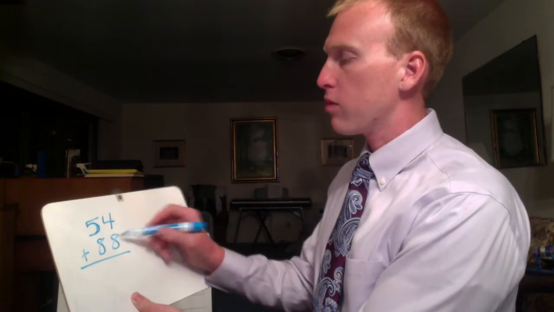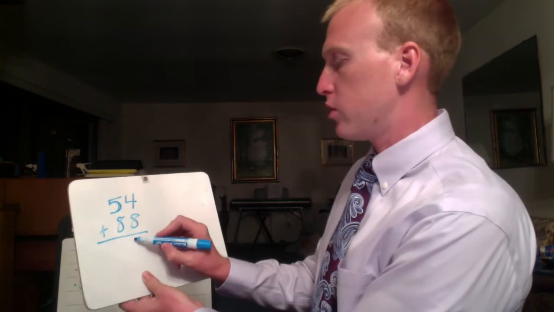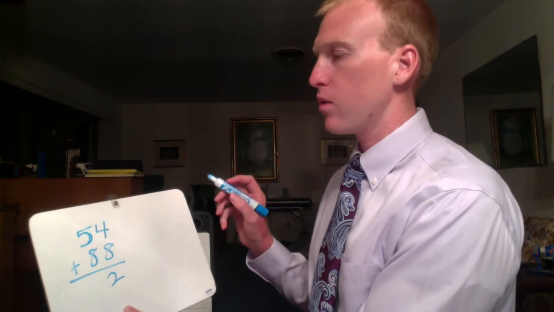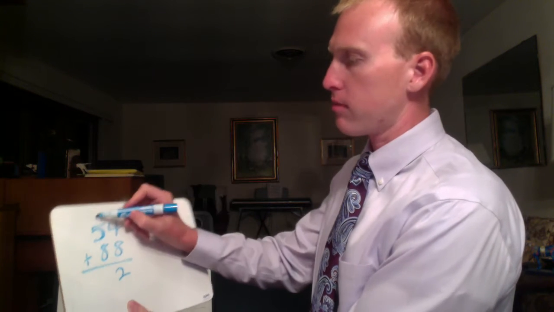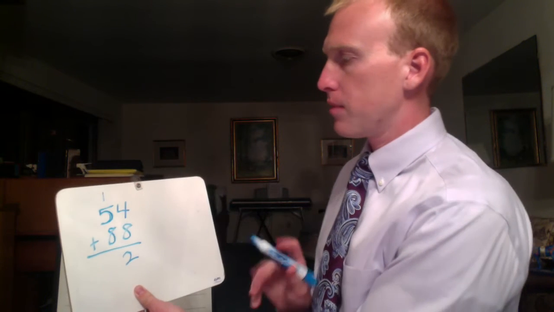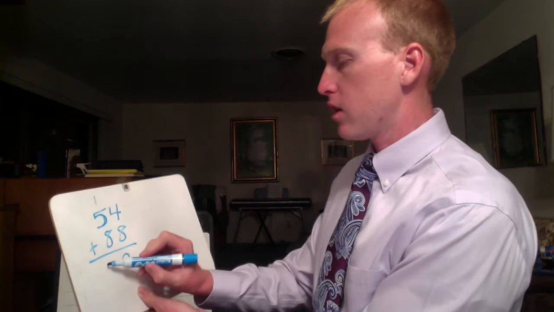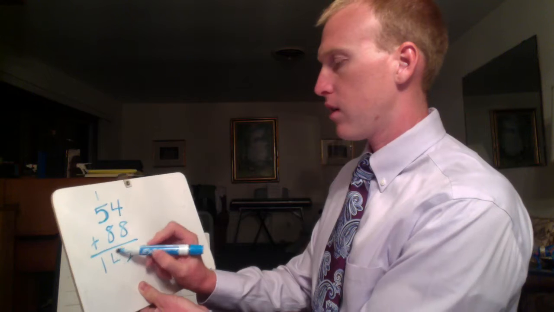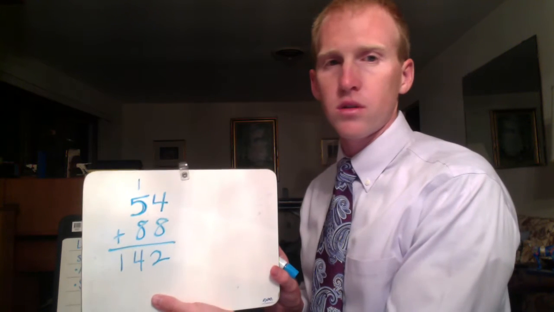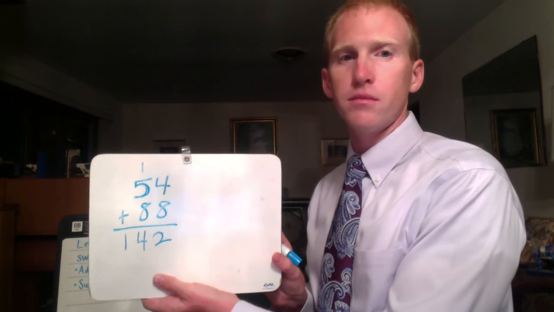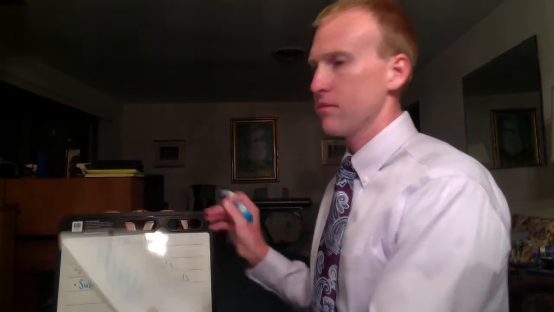Right. We have 4 plus 8 is 12, so we put the 2 here. And Sarah, what do we do with the 1? Correct, it goes right above the 5. Great. So 1 plus 5 is 6, plus 8 is 14. So our answer is 142. Cool. Any questions? Great. You can erase your boards. Let's go on to our next example.